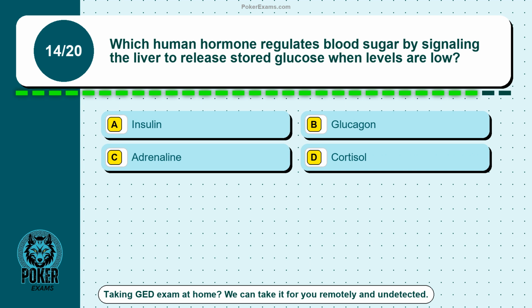Question 14. Which human hormone regulates blood sugar by signaling the liver to release stored glucose when levels are low? Option A, insulin. Option B, glucagon. Option C, adrenaline. Option D, cortisol.